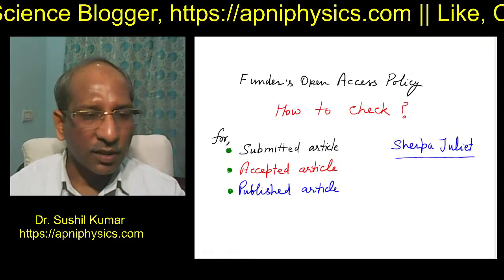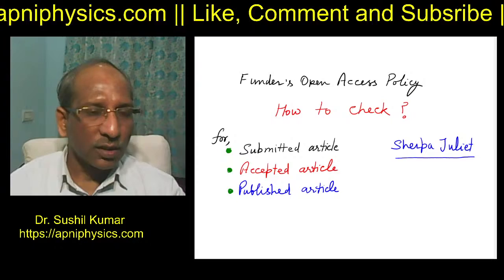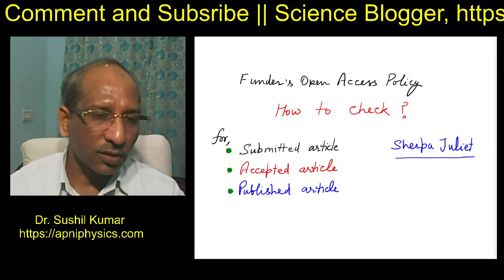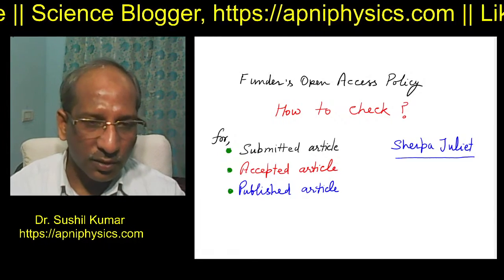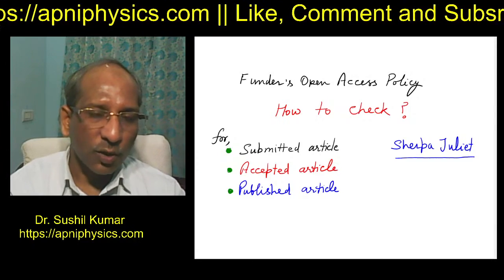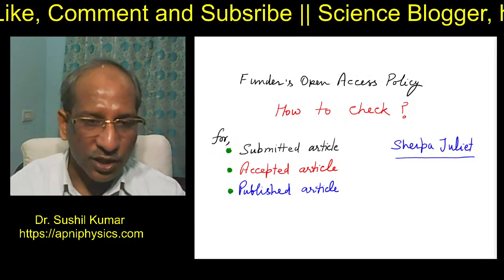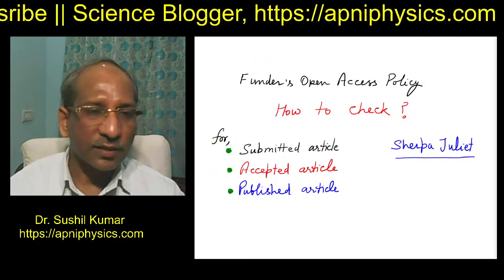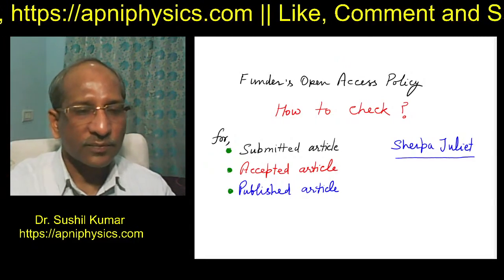So check what I told in this video. If you have to find out a funder's policy, go to Sherpa Juliet, and check their policy for the license, the copyright, and the archive. And at the same time check the publisher's policy. If both are complying, then you can submit your article there and follow the instructions accordingly.